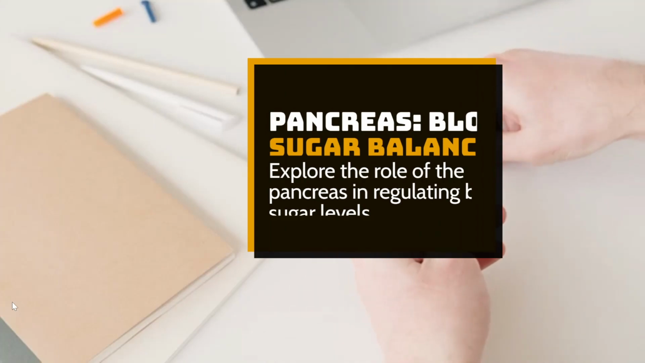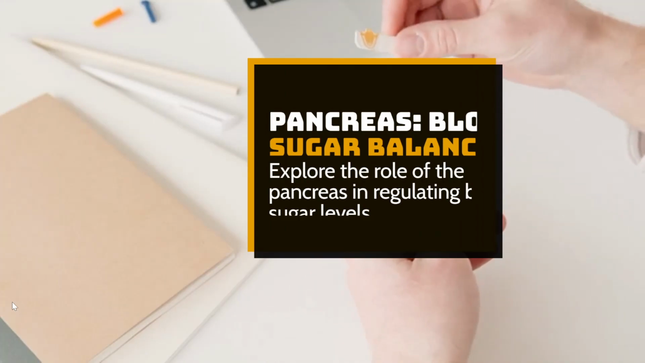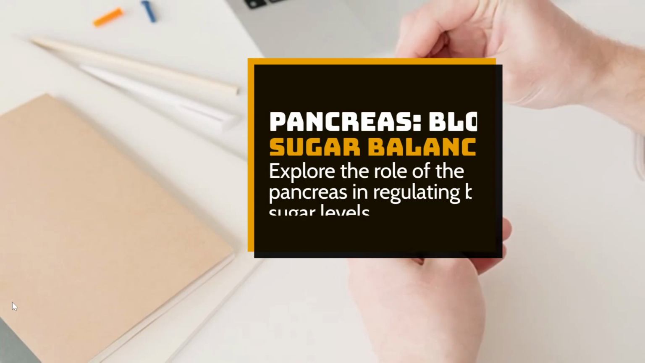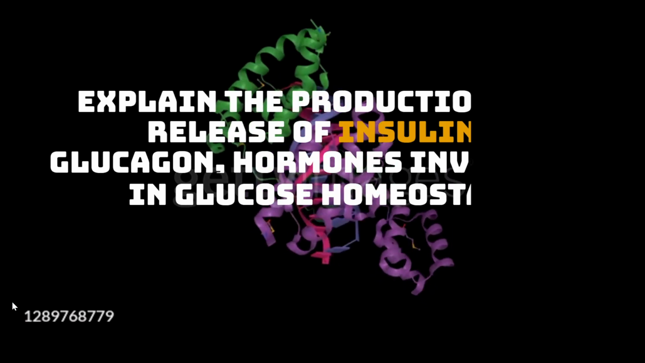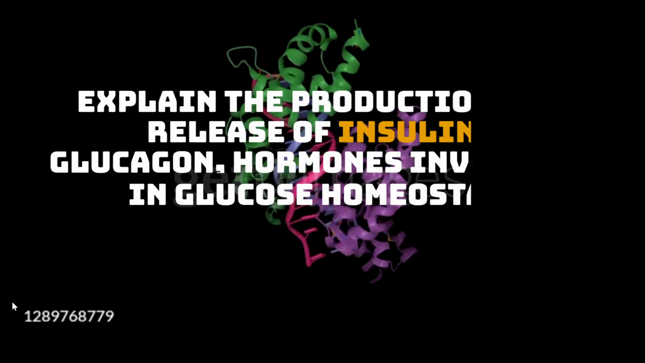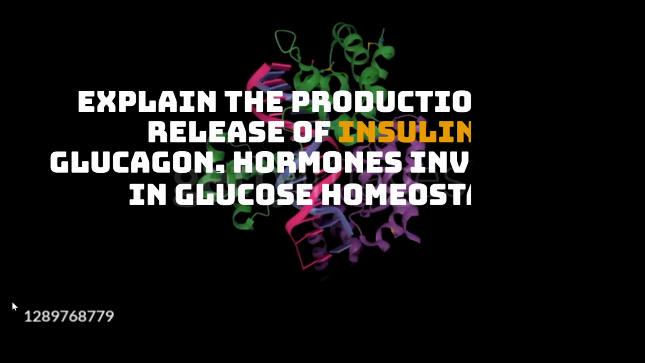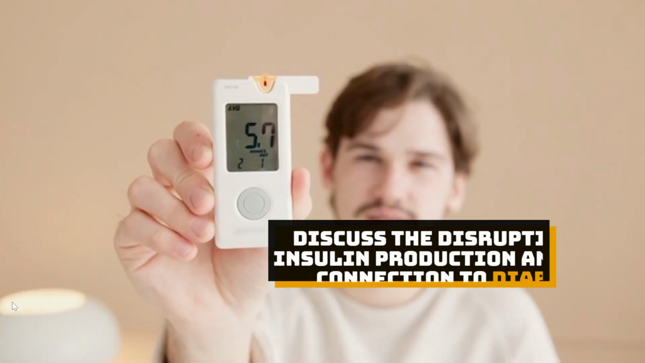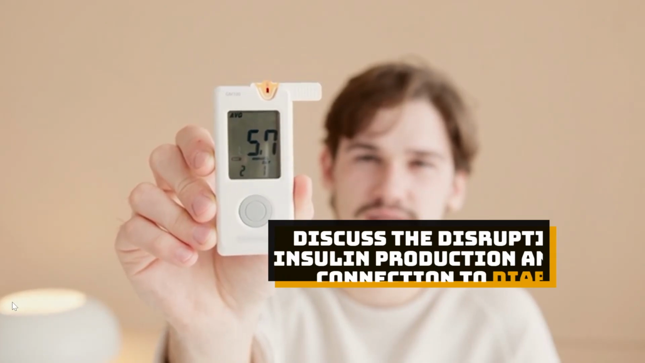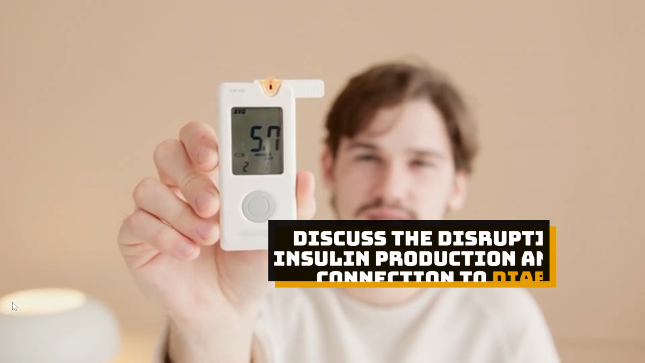Pancreas, blood sugar balancer. Explore the role of the pancreas in regulating blood sugar levels. Explain the production and release of insulin and glucagon, hormones involved in glucose homeostasis. Discuss the disruption of insulin production and its connection to diabetes.